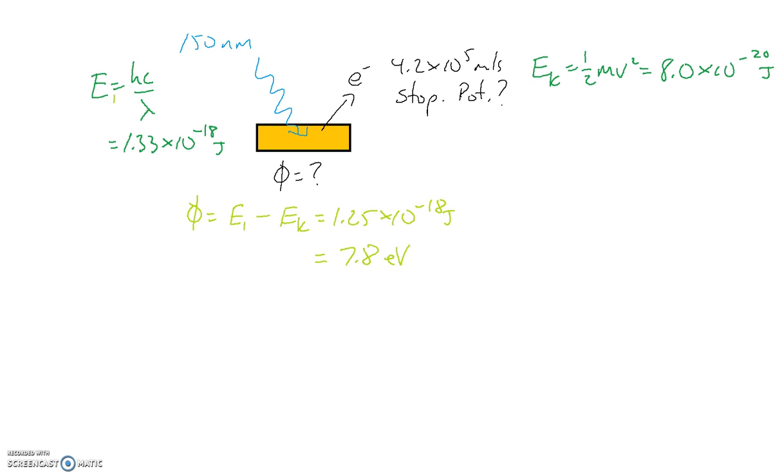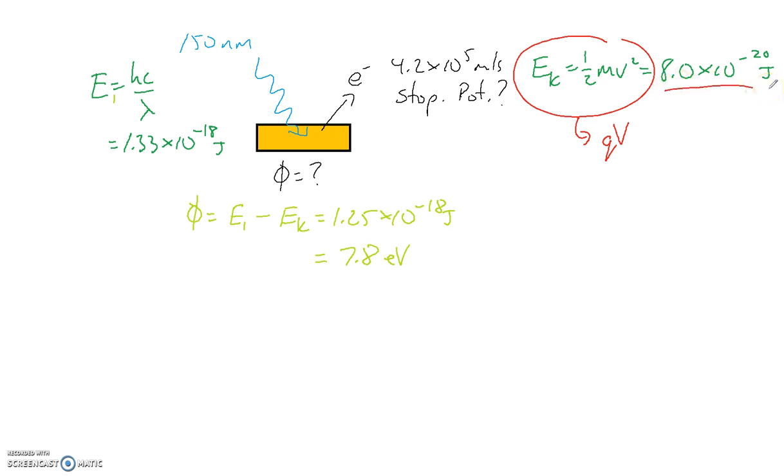Now I can try and find the stopping potential for the electron. Now, of course, the stopping potential is all about taking away the energy of the electron, sort of canceling it off with an electric field. So I need to cancel off its kinetic energy by doing work with an electric field. And of course, the basic way to calculate work for an electric field is just QV.